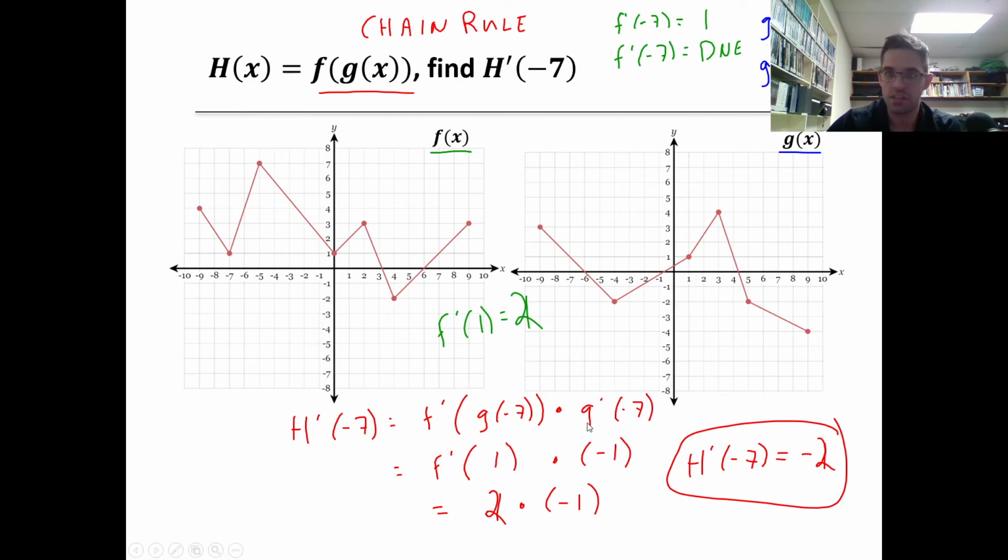Okay, and so then g prime of negative 7. If we look at g at negative 7, we have a slope of negative 1. So g prime of negative 7 is negative 1. So for our chain rule, we multiply this by negative 1, and then we get 1 times negative 1. That should be negative 1. So the answer here should be negative 1. Don't know why I put a 2 here.